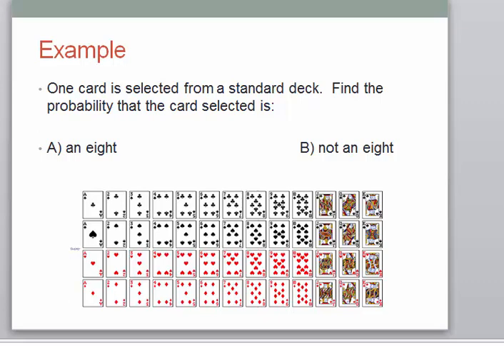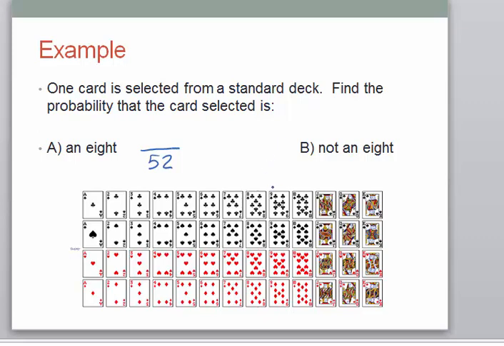In a standard deck of cards, there are 52 different cards, and so the denominator of our fraction will be 52. Our numerator is the number of outcomes that are favorable to the event. In other words, the number of outcomes that are 8s in this case. And so we'll look at our deck of cards and ask ourselves how many 8s are in the deck.